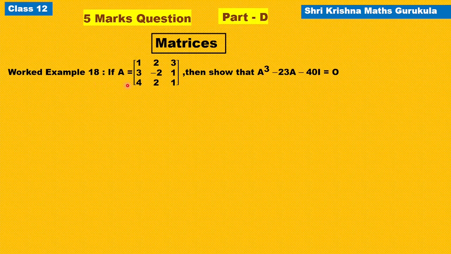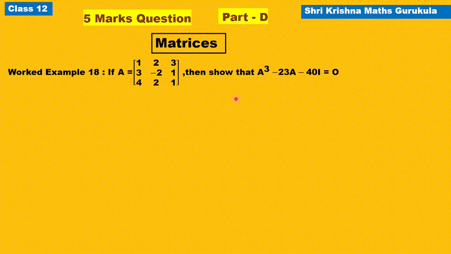So the question goes like this: if A is a matrix which is like this, then show that A cube minus 23A minus 40I is equal to O. What is I here? I is identity matrix and O is the null matrix. Is this clear? Yes. Now we have to show that this whole thing is equal to a null matrix.